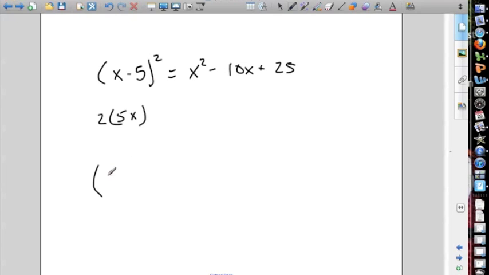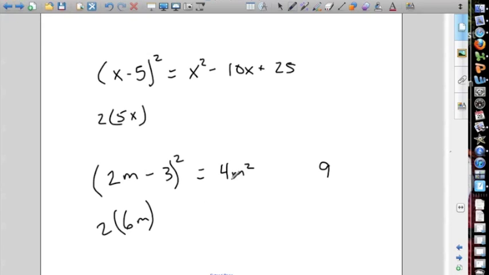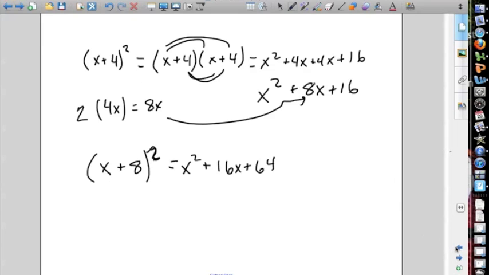Now, let's do one where you're not just having an x. Let's do 2m minus 3 squared. Same idea. 2m times 2m, that's 4m squared. 3 times 3, that's 9. 3 times 2m is 6m. Take that times 2, that's going to be 12m. That's where my middle term comes from. Minus 12m plus 9. And that is the special products that we have.